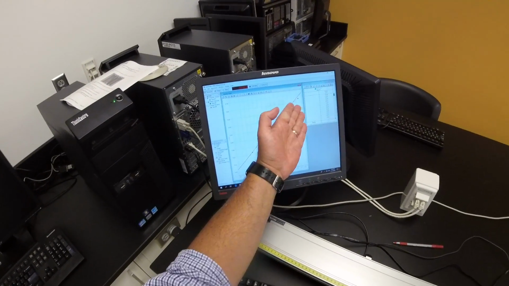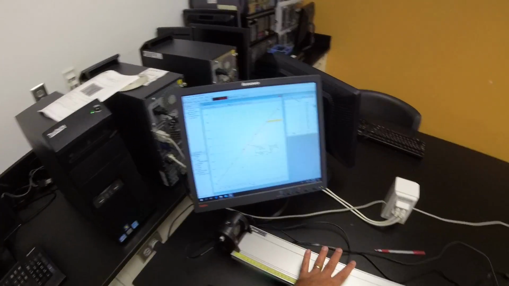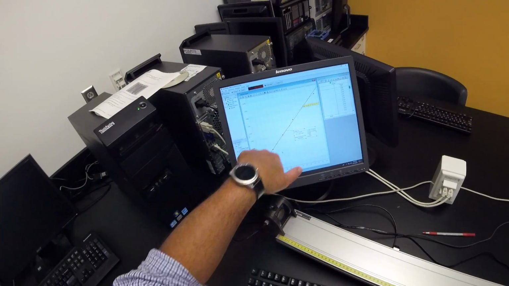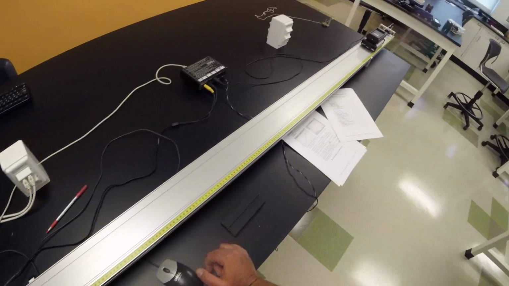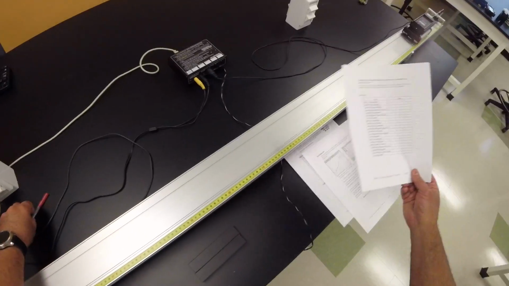But we just fit the data. Again, it's a real-life lab. Maybe we can go to Bluetooth someday. It's a real-life lab, so real-life lab has real-life uncertainty. But we're just going to grab that slope. So I'm going to grab my pen over here.